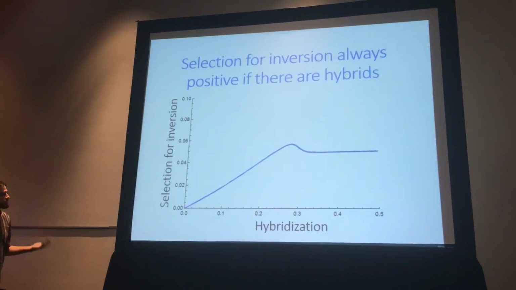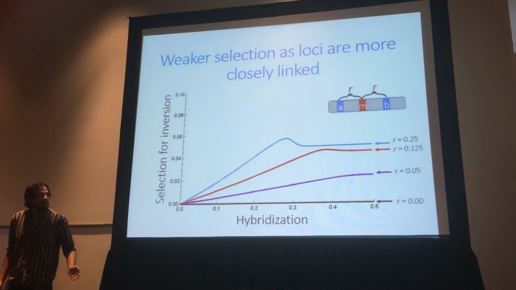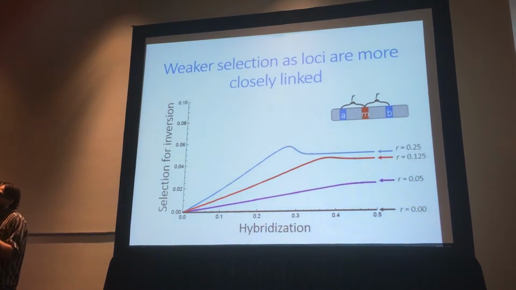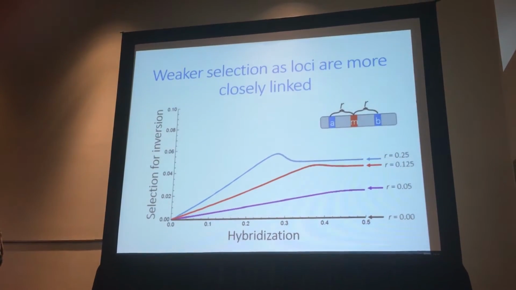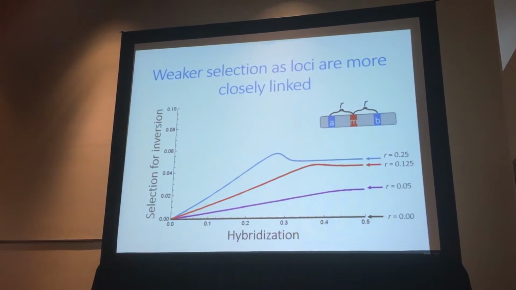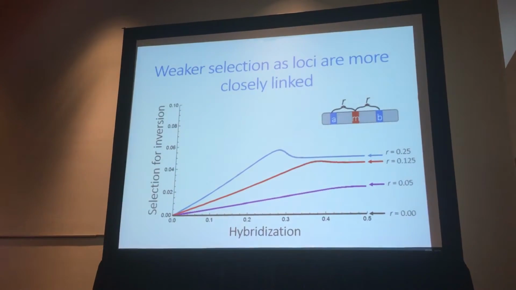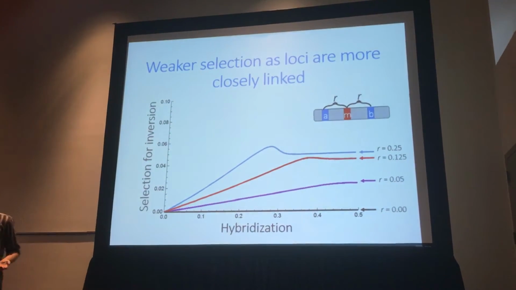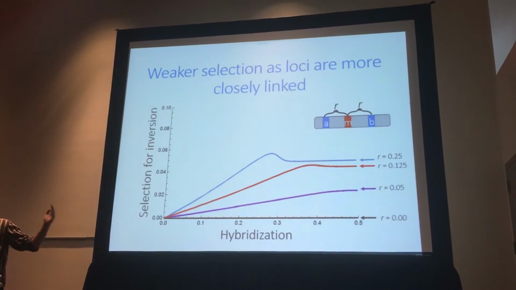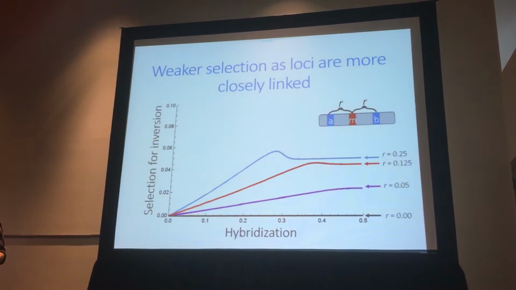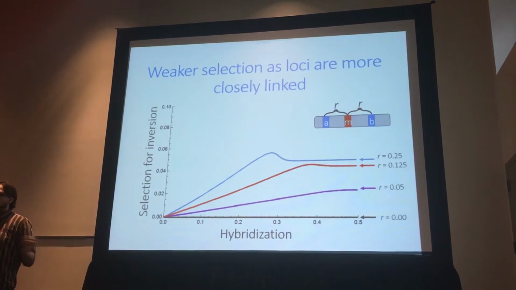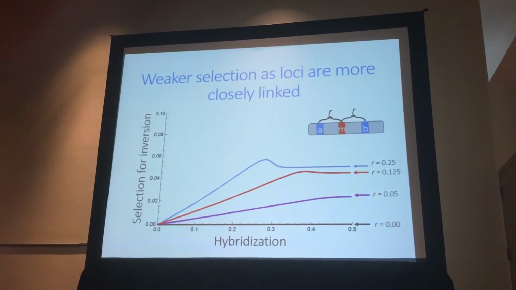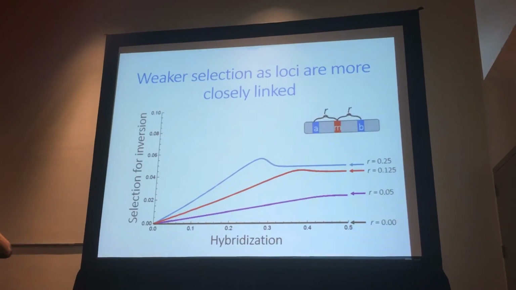All right, how does the linkage map affect this? Well, as the loci become more and more closely linked, here represented by the R values decreasing, the strength of selection for the inversion decreases. This should make intuitive sense from what I've told you so far, because as I said, one of the main effects of the inversion is suppressing recombination. If there's no recombination happening, the inversion can't be selected for. The limiting case here is if the recombination rate is 0, so the loci are all perfectly linked, there can be no hybrids, and so there can be no selection for an inversion that captures them.